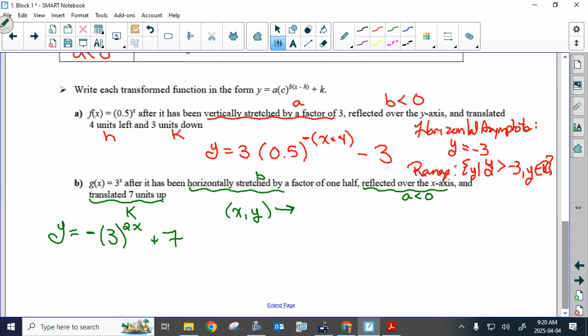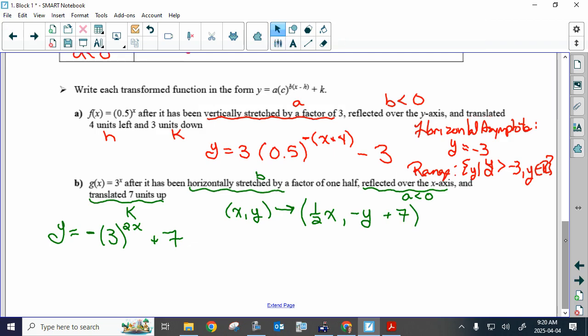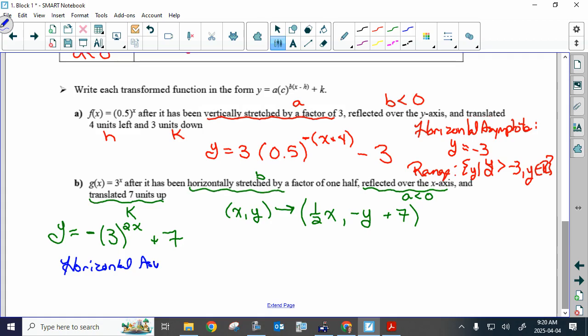Remember the words and the mapping, those are buddies, like they're the same. So if I say 1/2, then this becomes 1/2 x. And then we have -y plus 7. And then the 2 critical features. I need horizontal asymptote and I want the range. So horizontal asymptote for this guy. Stein, what do we got? Y equals 7. Got to give it to me as an equation. Y equals 7.